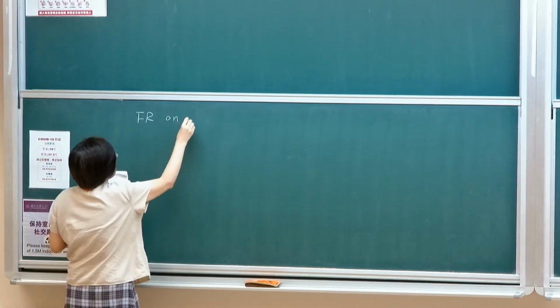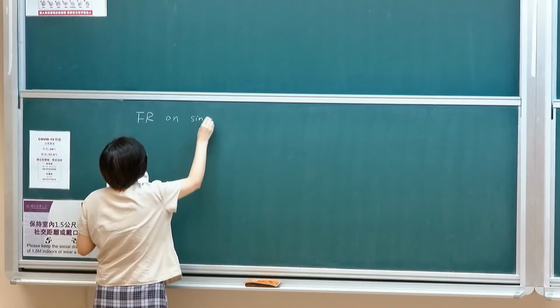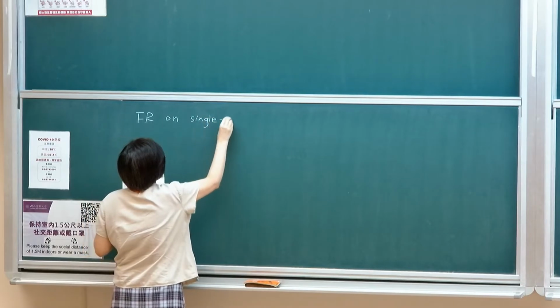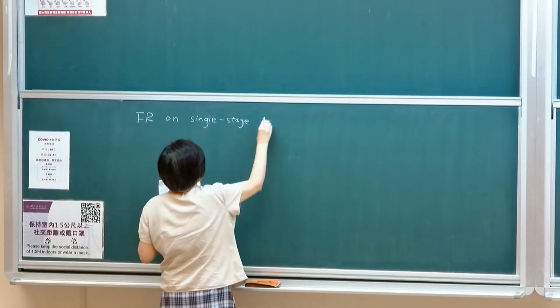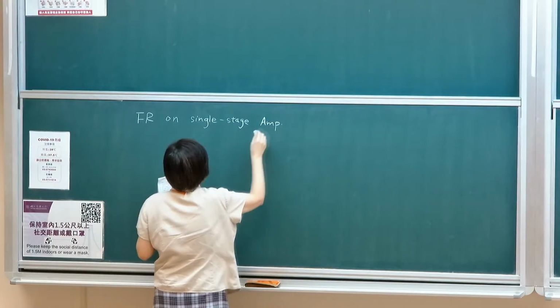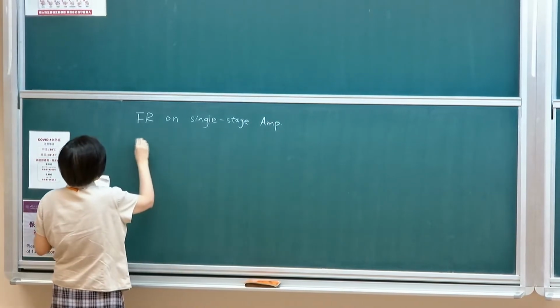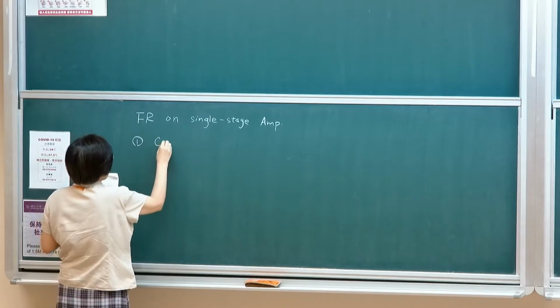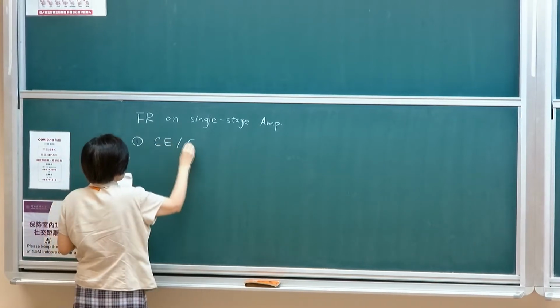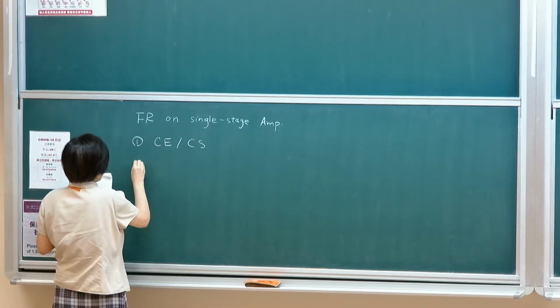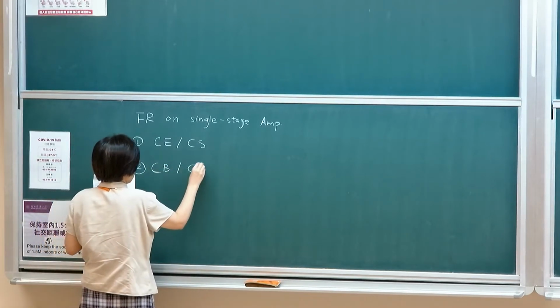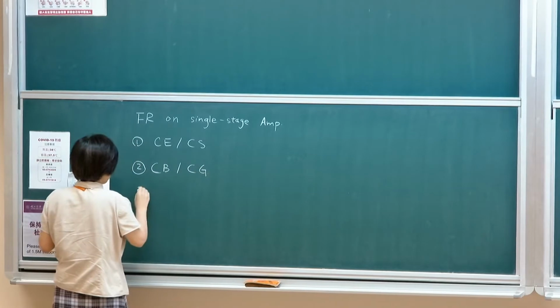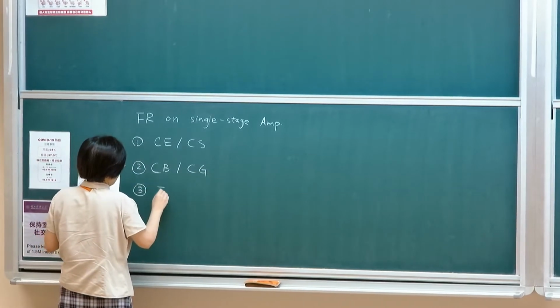on single stage amplifier. So that is to say, we're going to focus on, of course, first the common emitter or common source, and talk about common base and common gate. And then lastly, we're going to talk about the follower circuits.